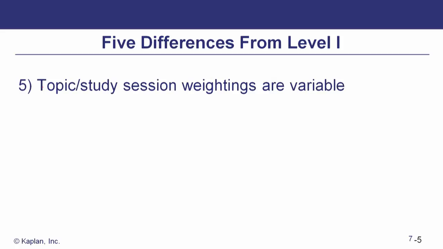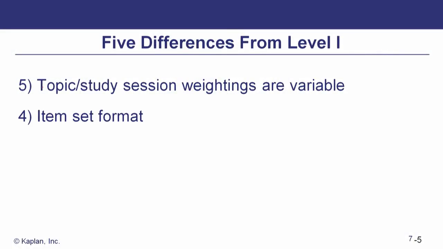So let's look at the difference number 5. The difference is that the topic study session weightings are variable. We already saw that when we look at the exam weights. So for example, at level 1, you had a fixed allocation of weight, an exact amount of weight that is specified for quantitative methods. Not so at level 2. At level 2, quantitative methods can be 1 item set or 2 item sets. So that gives you some mystery, if you will, in what you can face on the actual exam. You can't just start gaming the topic areas.